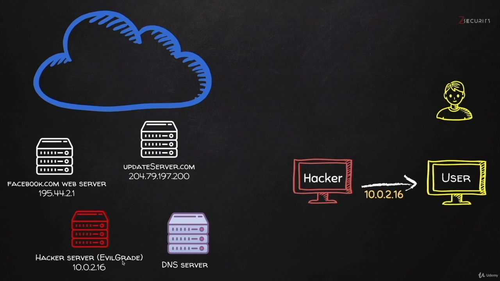This server is running a special program called EvilGrade, and EvilGrade will tell the user that yes, there is an update, and instead of serving them an actual update, it will serve them a backdoor. So when the user agrees to install this update, they'll actually be installing a backdoor on their system. Let's do this practically and it will become even clearer.